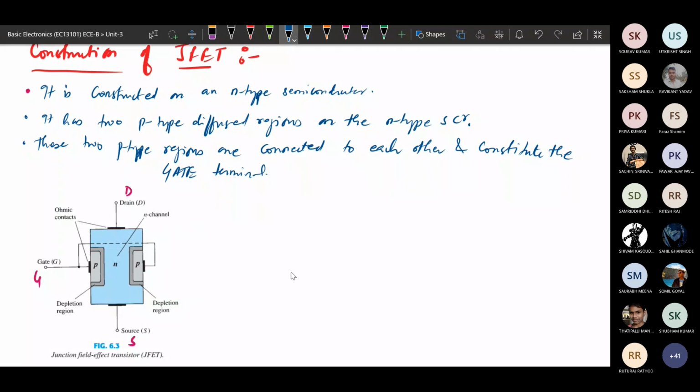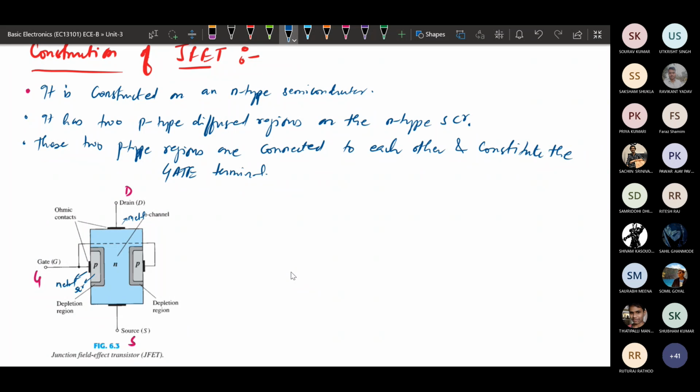Okay, so the connections will be made with ohmic contact, like there will be a metal. This dark one will be a metal, and this is a semiconductor. Metal and semiconductor contact is called ohmic contact. Similarly in case of the drain terminal, we will have this as the metal and this as the semiconductor. So a metal semiconductor contact is there. That's why it is called an ohmic contact.